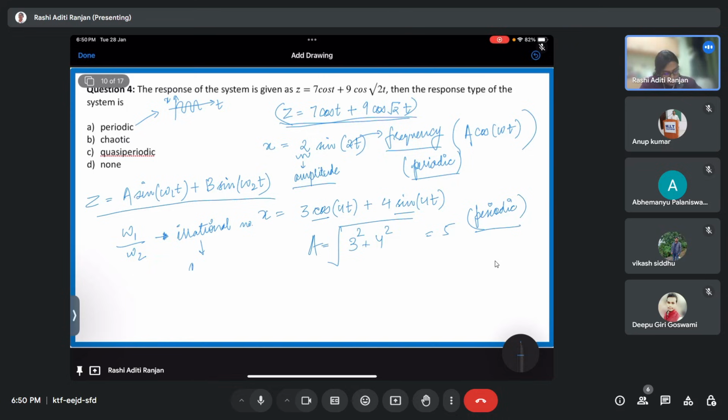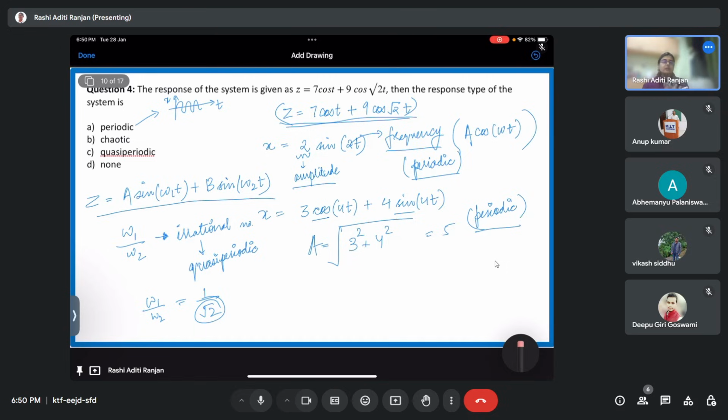The behavior is going to be nothing but quasi-periodic. It will not be periodic. Remember, if the ratio is irrational, it is quasi-periodic. If the ratio is rational, like 1 by 2, 2 by 1, 1 by 3, 3 by 1, or anything of that sort, it is not going to be quasi-periodic. But if it is irrational, for example, for the given question, omega 1 by omega 2 is 1 by under root 2. Under root 2 is an irrational number, right?